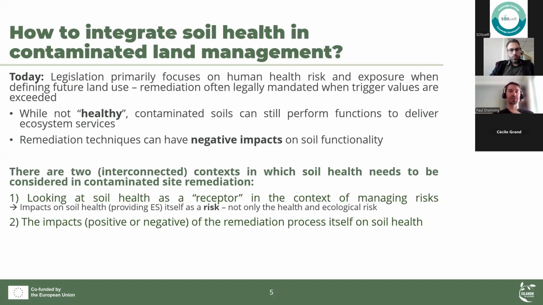And so we think about this as two interconnected contexts in which soil health needs to be better integrated into contaminated site remediation. The first one here is looking at soil health as a receptor in its own right in the context of managing risks, which means basically considering as a risk the impact on soil health and its subsequent provision of ecosystem services as part of our overall risk assessment, and not only focusing on human health and removing or reducing these human health or ecological risks, but also considering the soil health aspect as a risk.